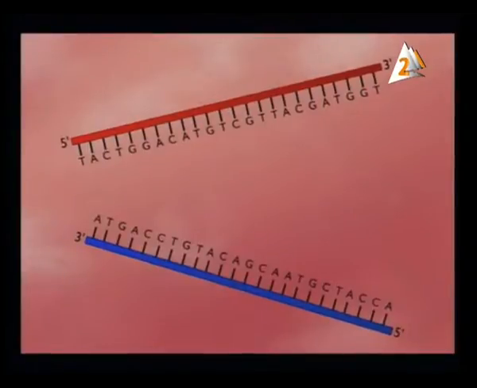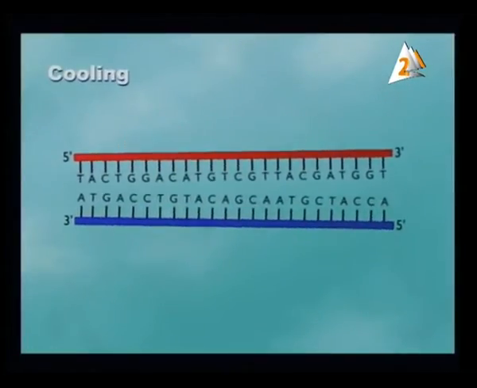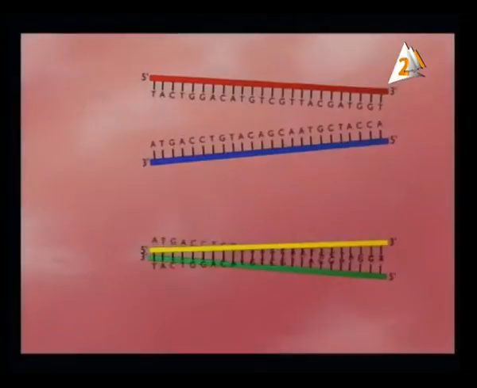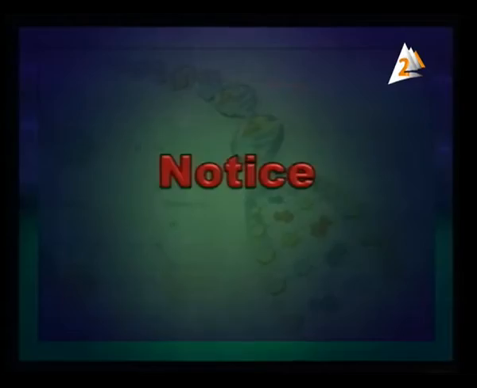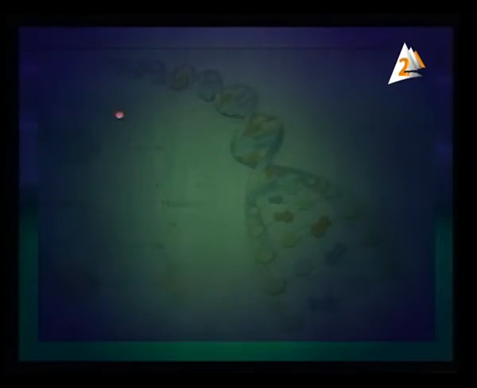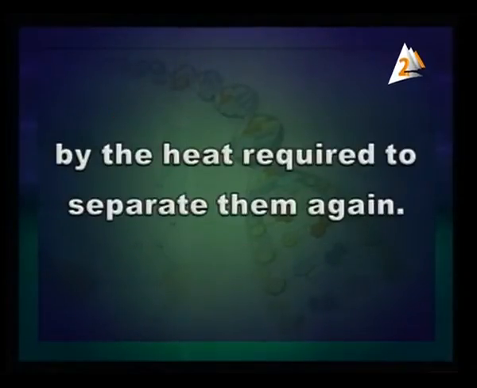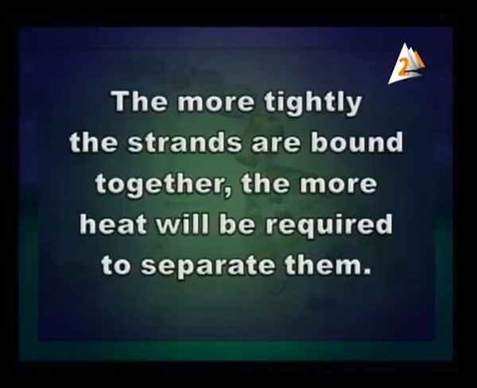two nitrogenous bases will be broken, and the two strands of the double helix separate to produce single-stranded DNA, which is unstable. When the temperature is lowered, it tends to stabilize by annealing to another single strand to form a double helix once again. Note that the degree of annealing between any two nucleotide strands can be measured by the heat required to separate them again. The more tightly the strands are bonded together, the more heat will be required to separate them.